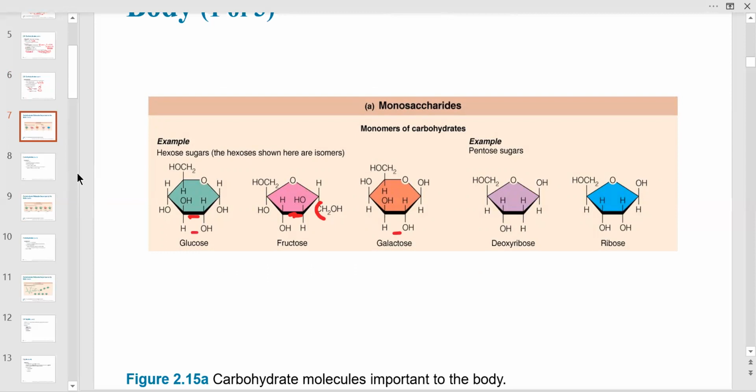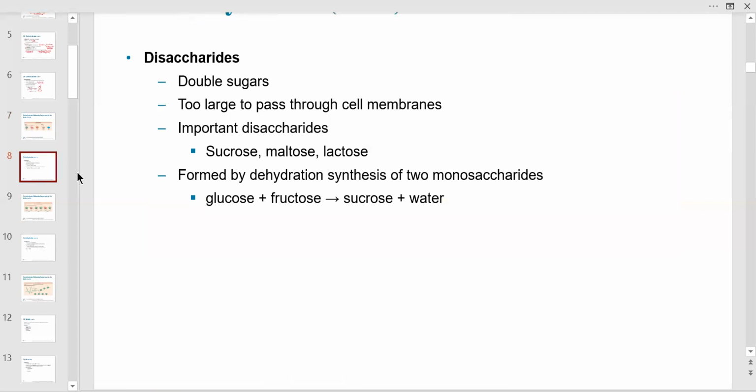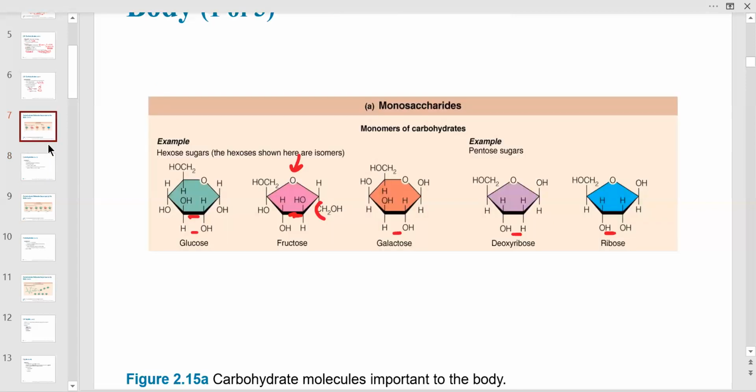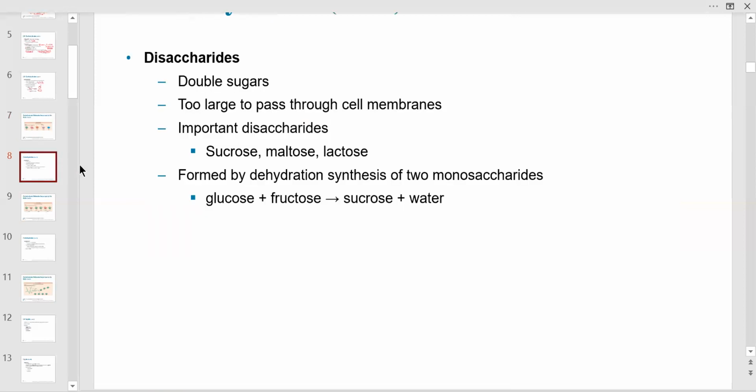Galactose, 6-carbon sugar. Deoxyribose and ribose are 5-carbon sugars. So this one is actually a 6-carbon sugar, if you want to know that. But the main thing is that these are all monosaccharides, the smallest unit of a carbohydrate, right? So then you have disaccharides, which are 2 sugars bound together, 2 monosaccharides. Sugar is just so easy to say. So sucrose is glucose and fructose. Maltose is glucose plus glucose, that's 2 glucose. And lactose is glucose and galactose.